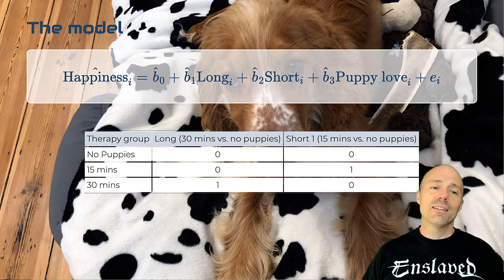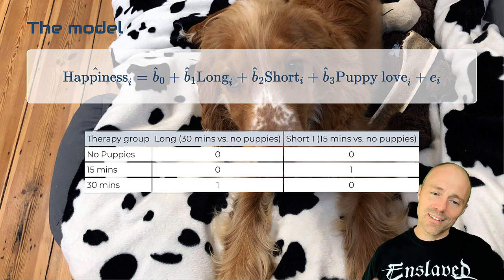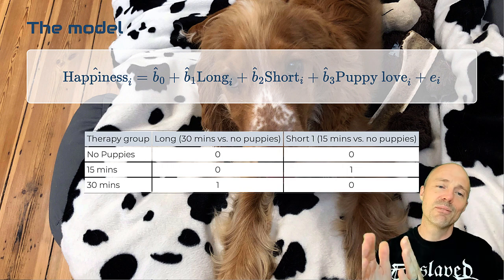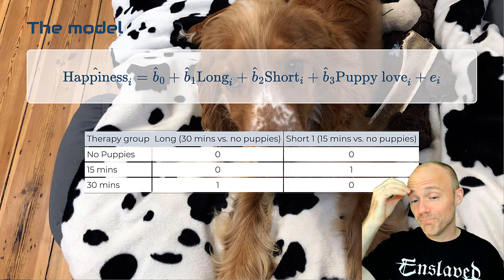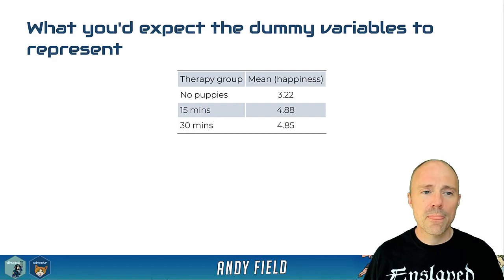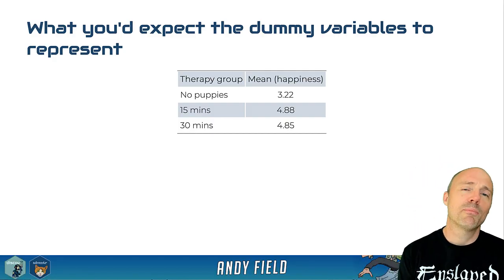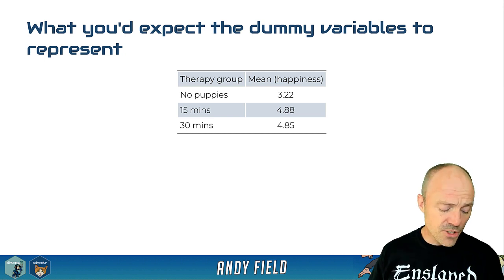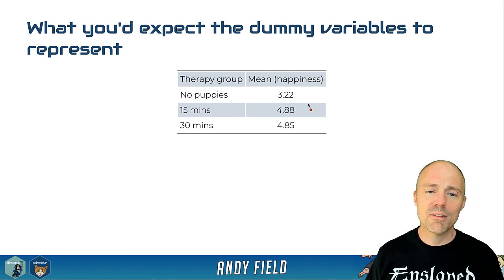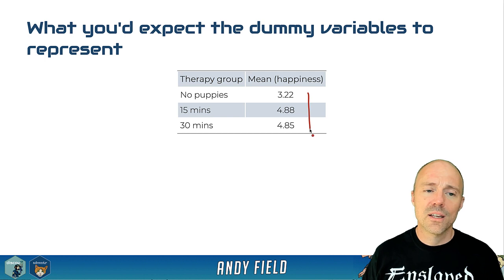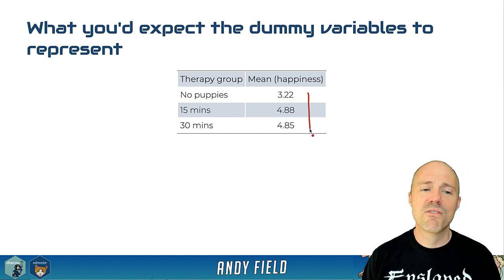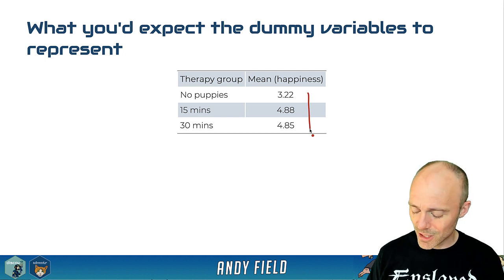So the groups are uniquely defined by the pattern of zeros and ones. Literally that column of zeros and ones for the long variable gets entered as a predictor, and the same for the one labeled short. So what would you expect to happen? We know what dummy variables represent. We've seen this in a previous lecture. And just to remind you, here are the means of the groups: 3.22 in the no puppy group and 4.8 in both the 15 and 30 minute groups, rounding off a bit.